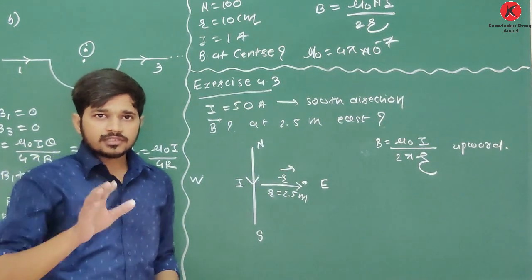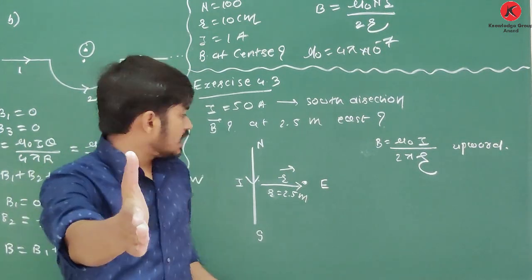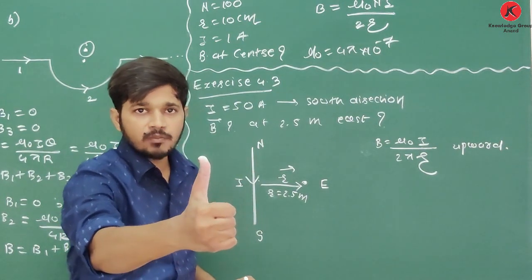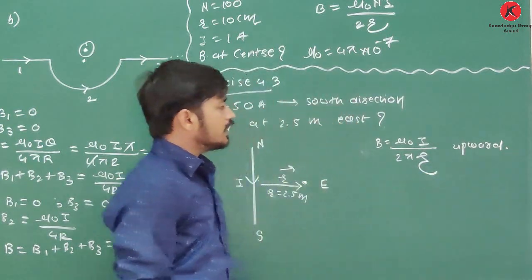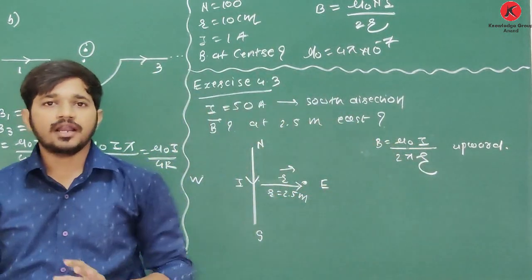Okay, again, south direction means towards you. Current is flowing towards you. East direction means wrap your fingers in this direction. See, the thumb is going in the upward direction. Clear? Then it is in the upward direction. Find this answer. Use mu 0 I upon 2 pi r. Okay.